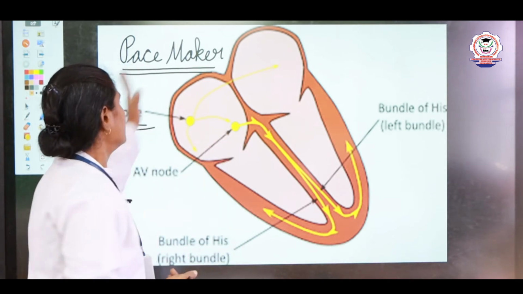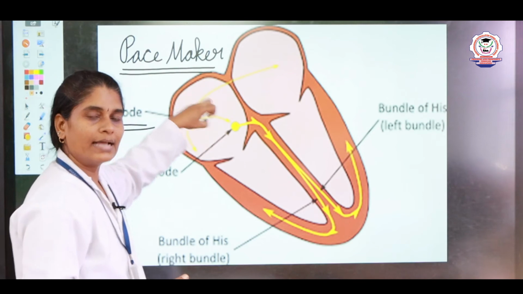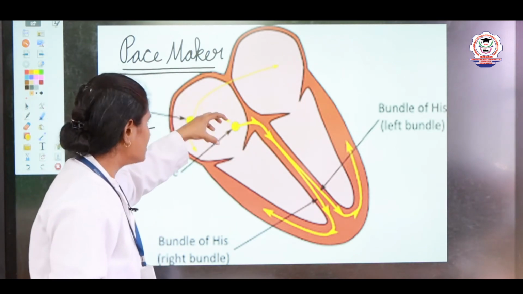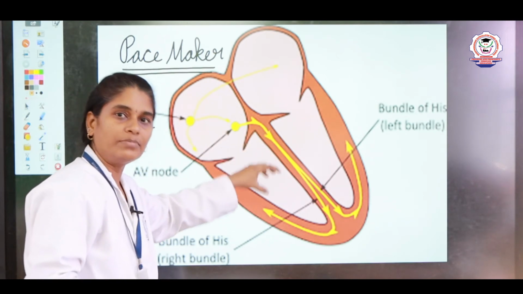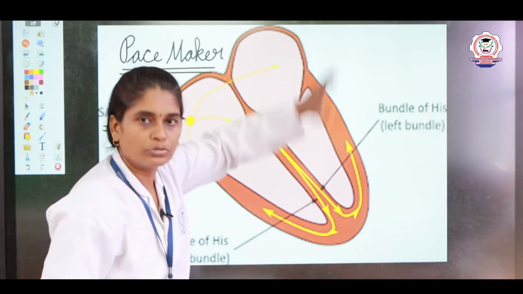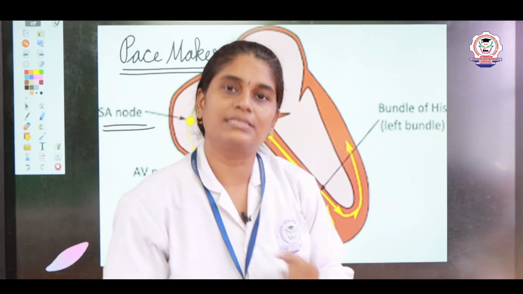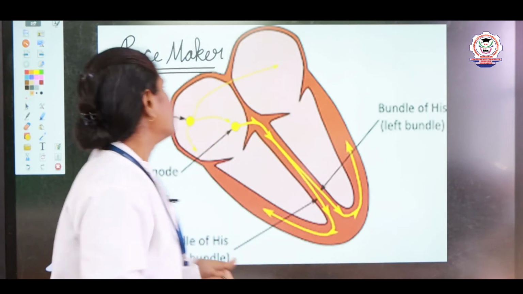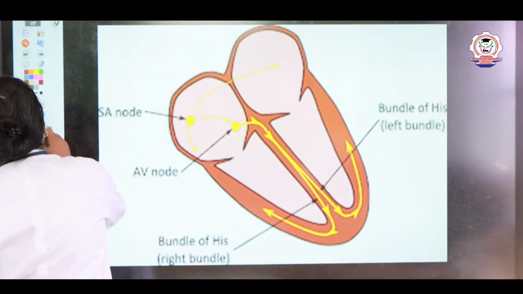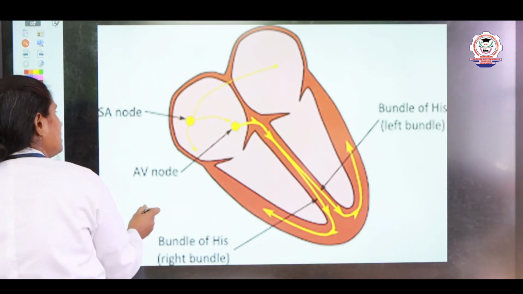Here is the one cardiac cycle. Once it contracts and relaxes, the blood comes to the auricle and then to the ventricle, and from the ventricle the blood goes through the blood vessel. So, here the cardiac cycle completes one cycle, right. So, this is about the cardiac cycle.